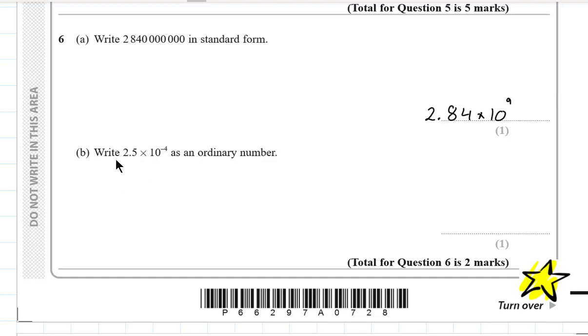Okay. B, write 2.5 times 10 to the power of negative 4 as an ordinary number. It's very, very easy. I will write here, this is the 5, and I will move the decimal point towards left, right? Towards left with 4 places. So this is the first place, and the second place here, 0. Third place here, 0 also. And this is the fourth place, okay? So it will be like this.